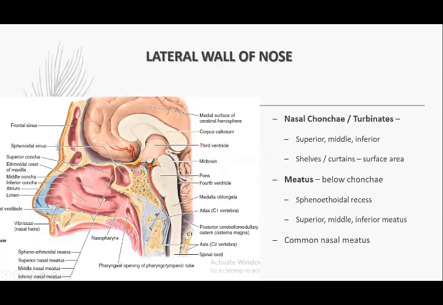So below the concha you have a meatus. Let me first enumerate them: superior meatus, middle meatus, inferior meatus. And above the superior meatus, you have this area, which is called the sphenoethmoidal recess. We will do a little about them ahead.